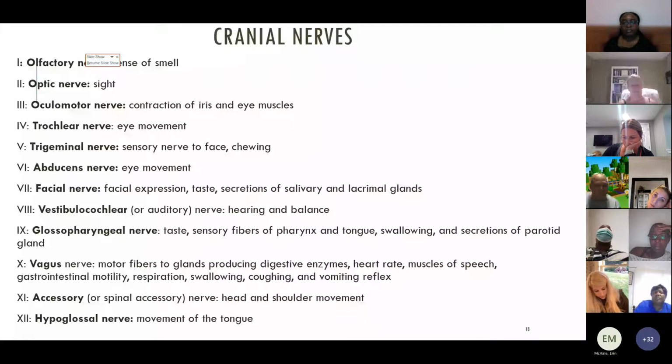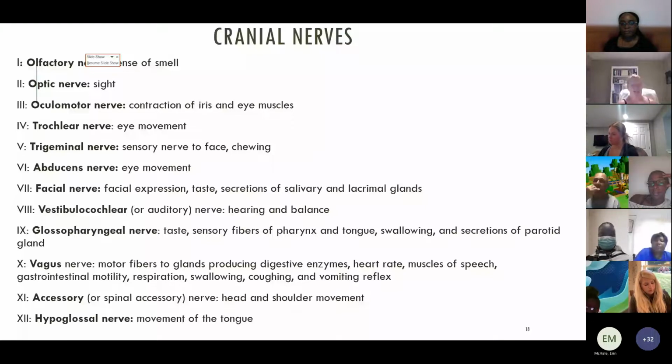Vestibulocochlear, or our auditory nerves, which is going to help not only with our hearing, but also our balance. We have our glossopharyngeal nerve. So this also has something to do with how well we taste, our sensory fibers of our pharynx and our tongue, our ability to swallow, and our parotid gland.